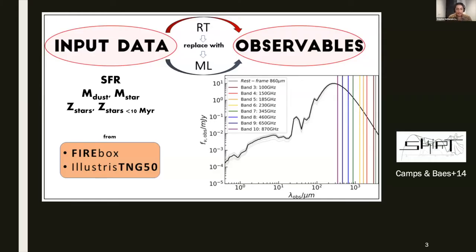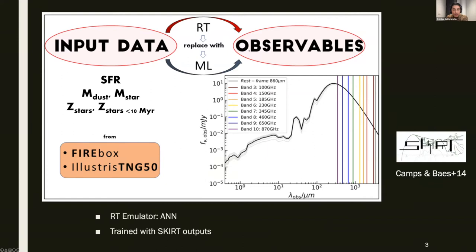Traditionally, radiative transfer takes the three-dimensional particle distribution data and then implements the chosen subgrid models to obtain an observable SED. We want to do this instead using a fully connected artificial neural network that is trained using existing SKIRT radiative transfer outputs of the FIREbox and IllustrisTNG50 datasets. SKIRT is an eminent and robust radiative transfer code written by Camps and Baes.